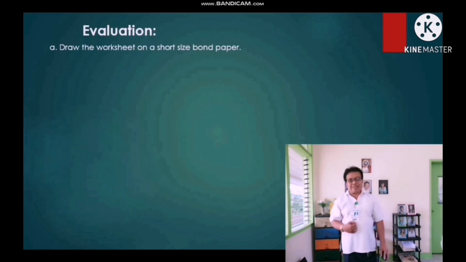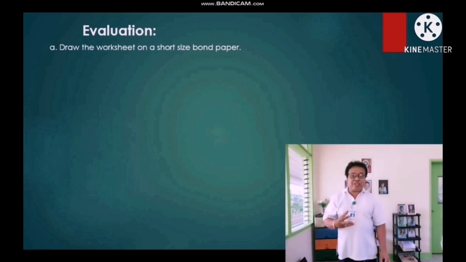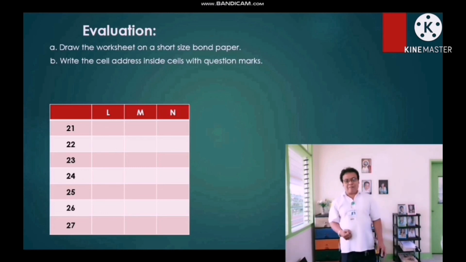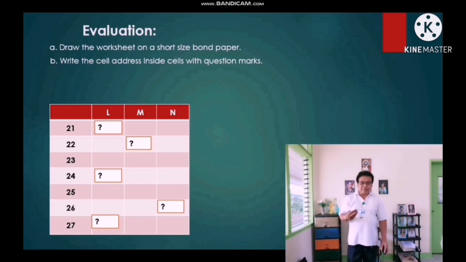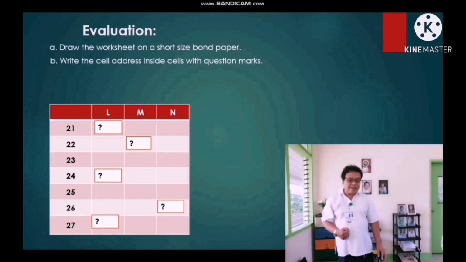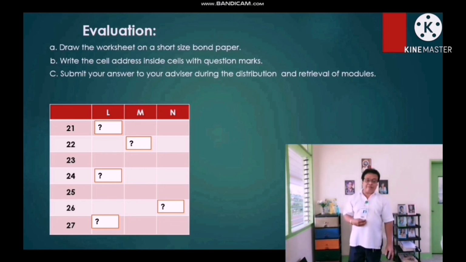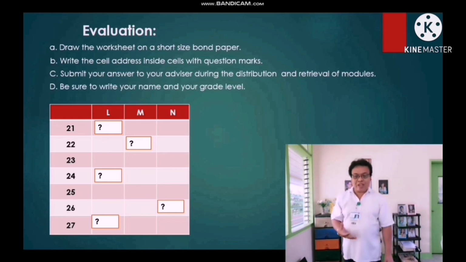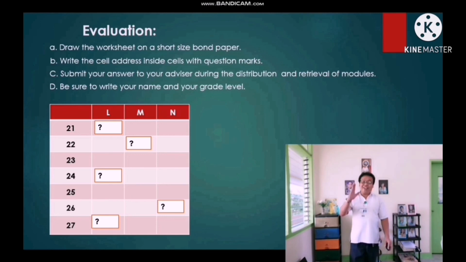Now, this is the evaluation. Draw a worksheet on a short size bond paper. And this is the example of the worksheet. You are going to draw this one on a short size bond paper. Write the cell address inside the cells with question marks. Submit your answer to your advisor during the distribution and retrieval of modules. Be sure to write your name and your grade level.